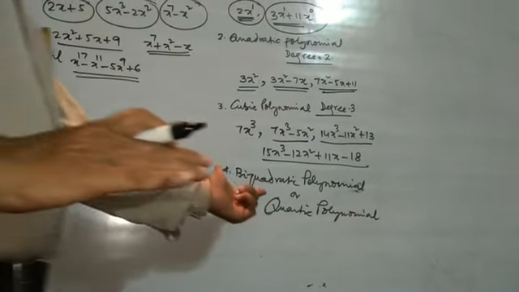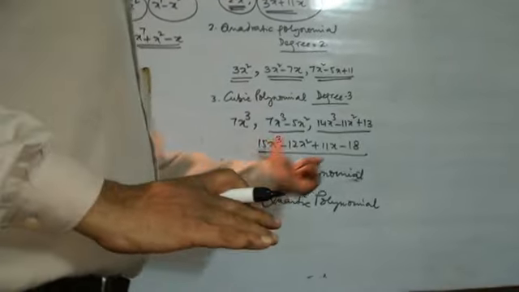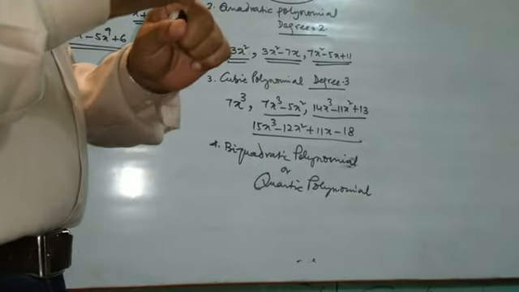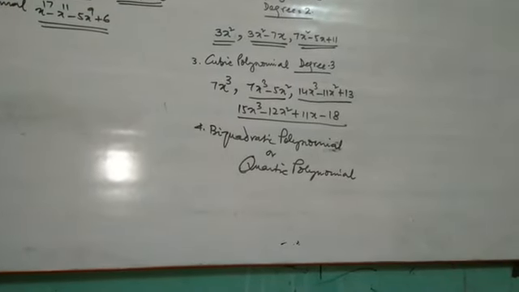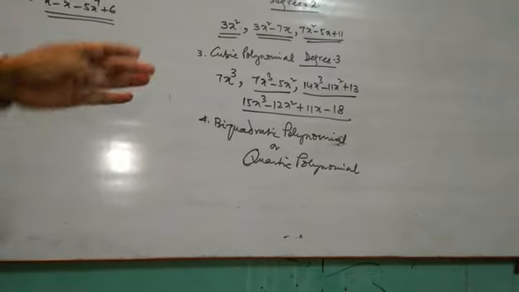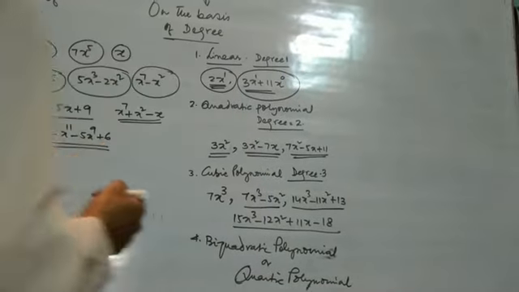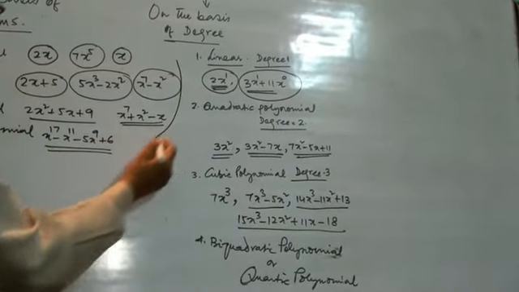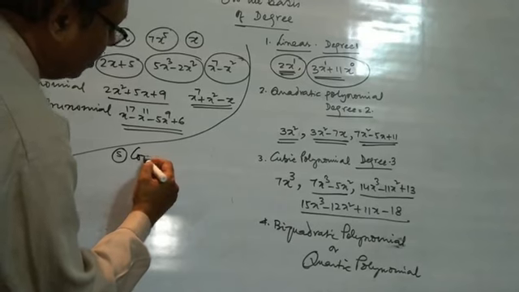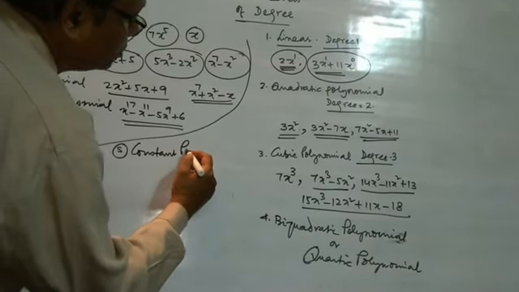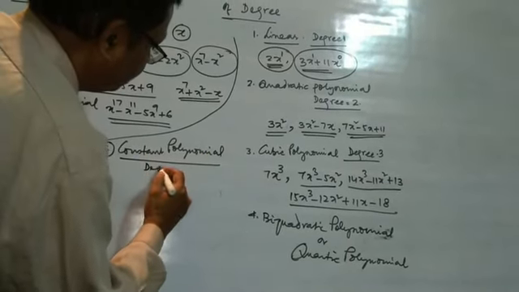The maximum number of terms that a biquadratic polynomial can have is 5. In the same way, the topmost power must be 4. Then it can be a binomial, trinomial, quadrinomial, a polynomial having 5 terms, and like this it will go. Apart from these 4 categories, you must remember that on the basis of degree, another polynomial is known as the constant polynomial. Any constant, its degree is 0.